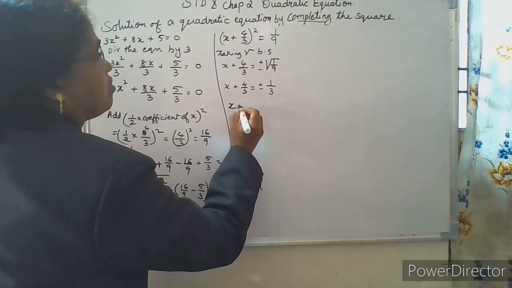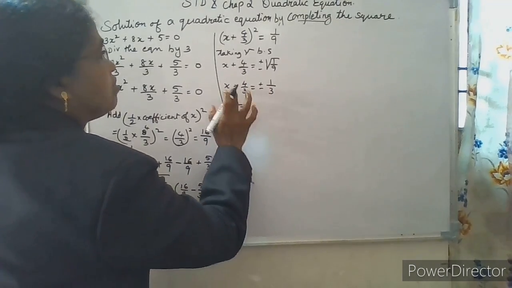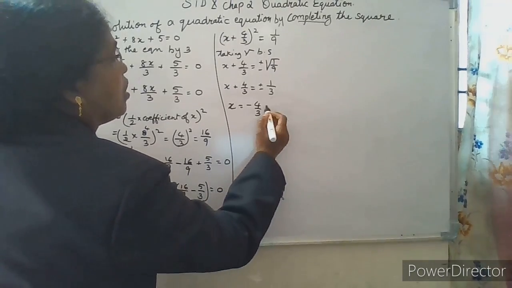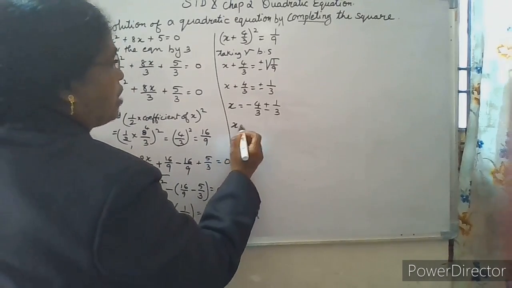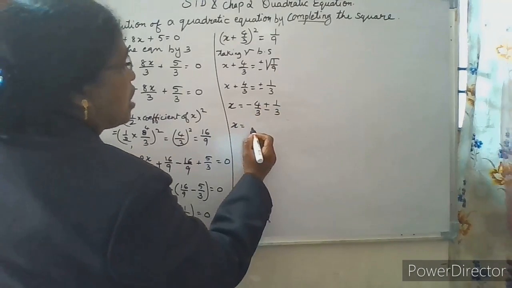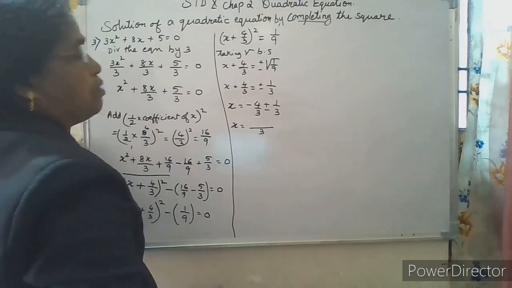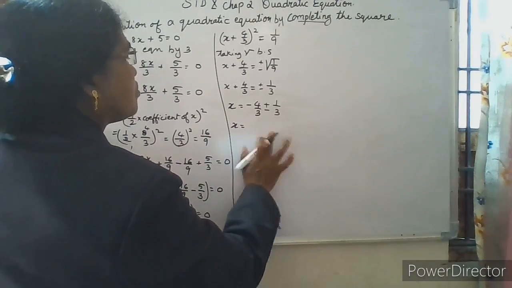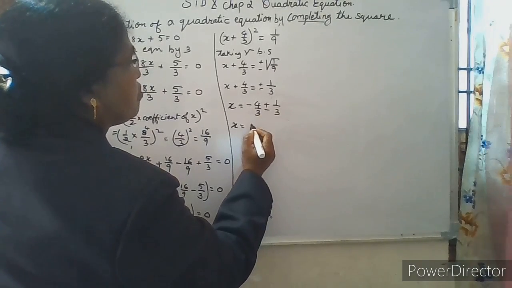Now x is equal to, as this 4/3 is plus here, when it comes to the other side it is minus 4/3 plus or minus 1/3. So x is equal to, now you can solve this. See, the common denominator is 3 for the rational numbers. So minus 4 and, here we can directly do it in this way also.